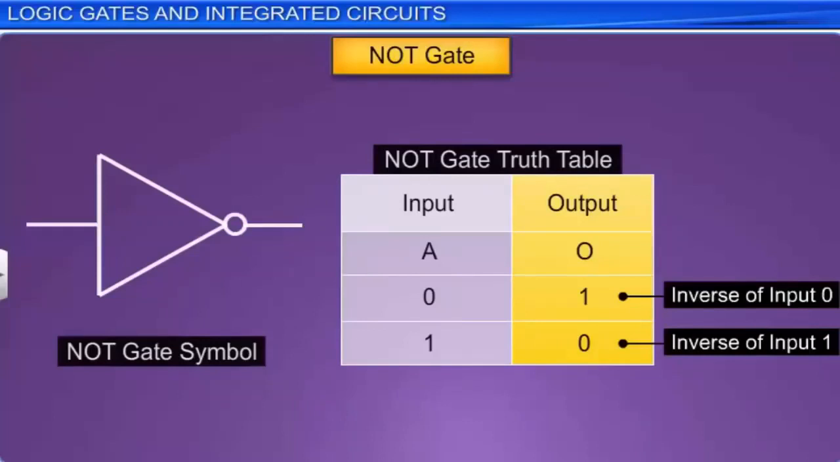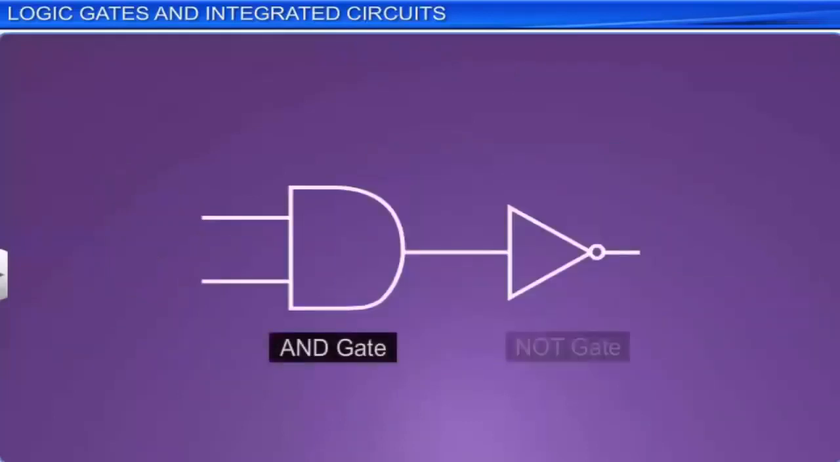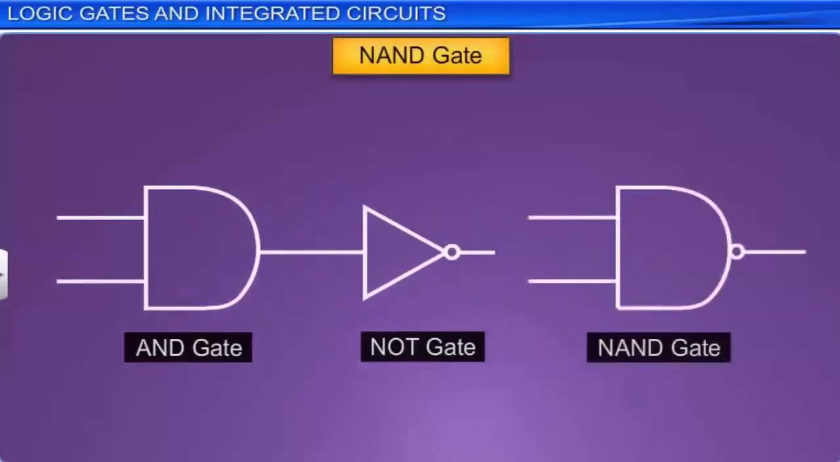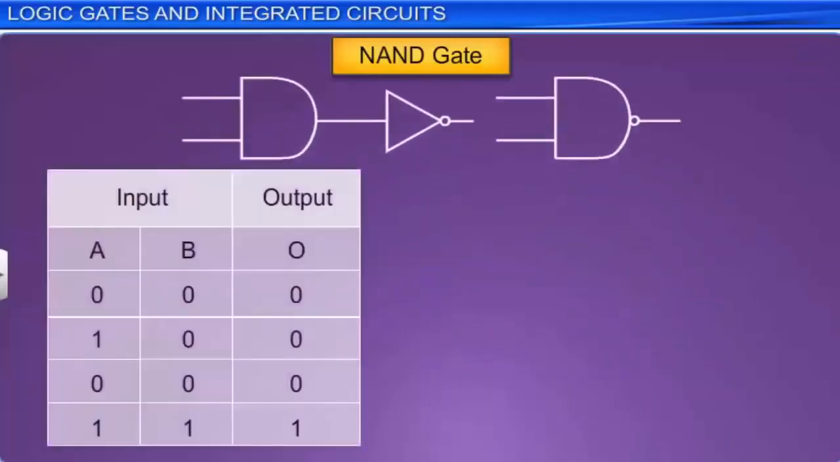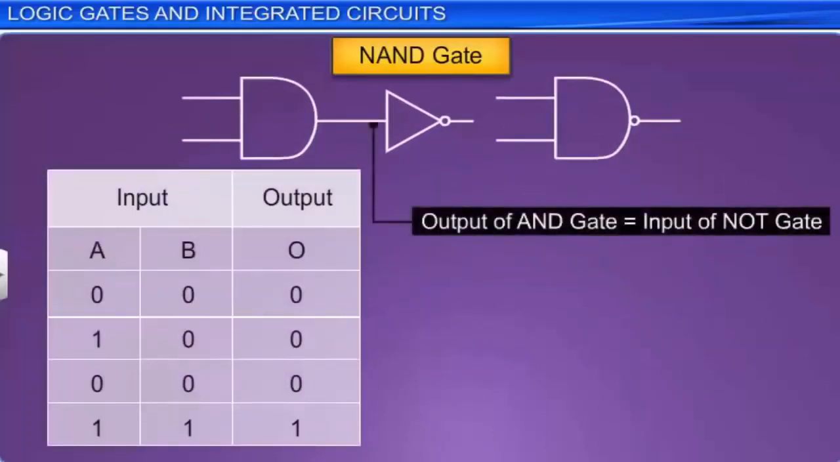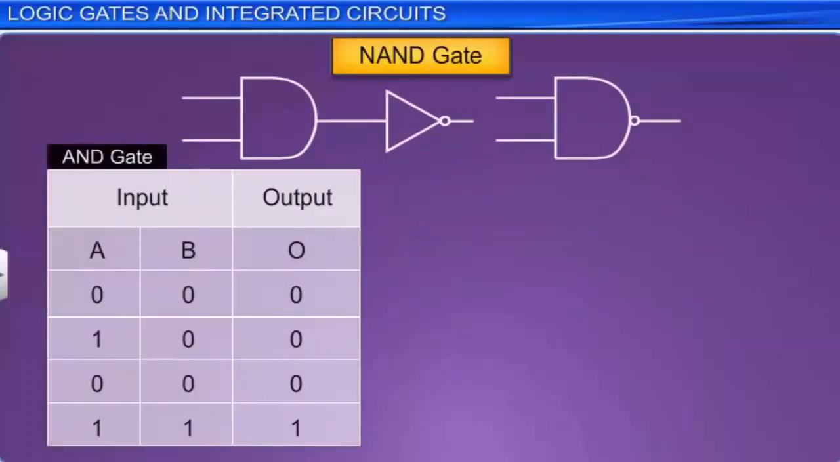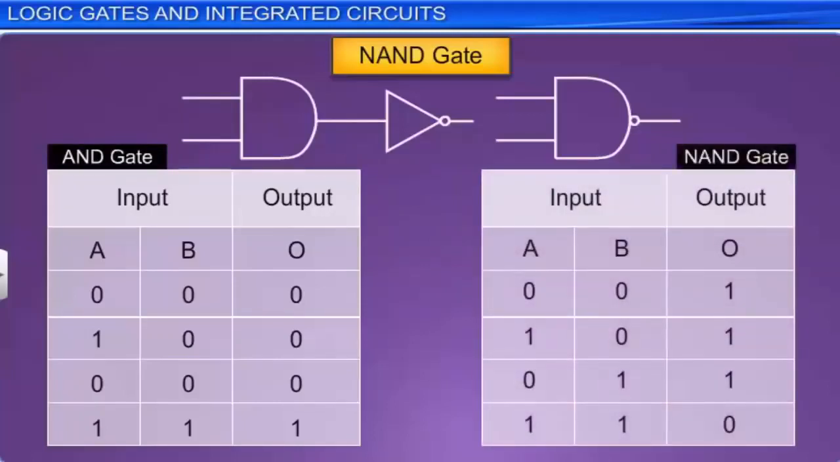An AND gate followed by a NOT gate forms a NAND gate. The symbol of a NAND gate is a combination of symbols of the AND and NOT gates as shown here. Note that in a NAND gate, the output of the AND gate acts as the input for the NOT gate. The output of the AND gate is inverted by the NOT gate and appears as the output of the NAND gate. Hence, if inputs A and B are both 1, the output of NAND gate is not 1.